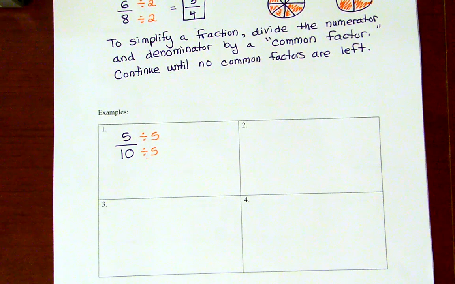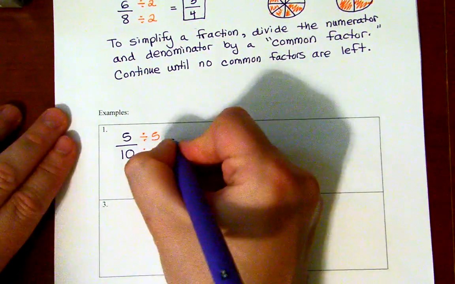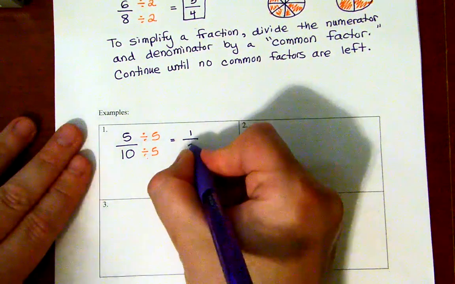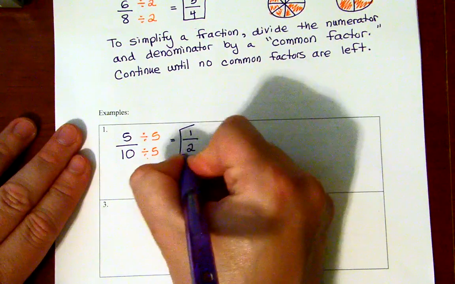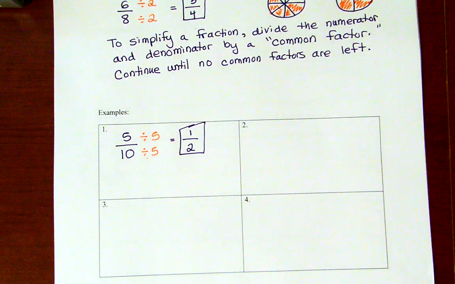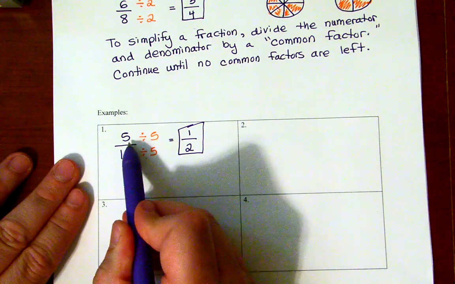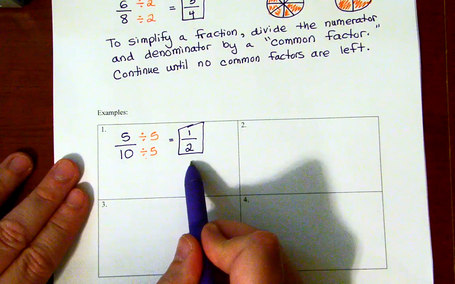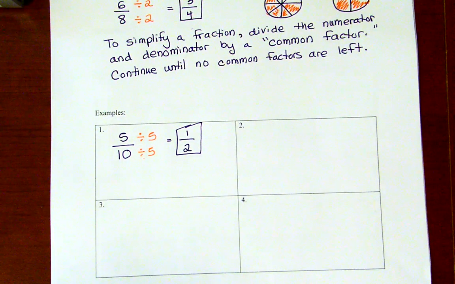Well, 5 divided by 5 is what? 1. 10 divided by 5 is what? 2. And our simplified fraction is 1/2. If I made a pizza with 10 slices and ate 5 of them, it would be the same as if I made that same pizza have only 2 slices and I ate 1 of those.